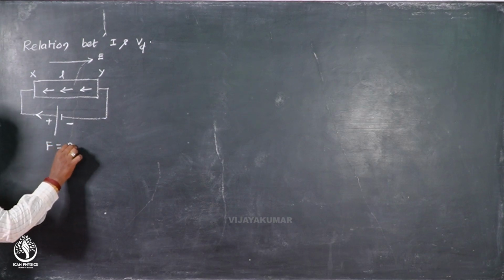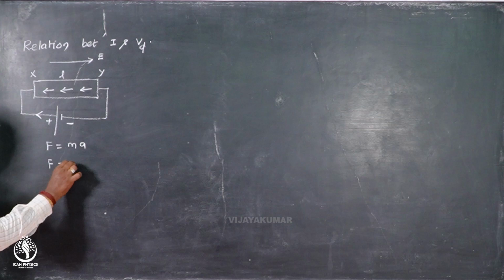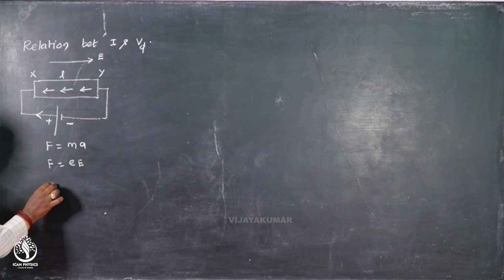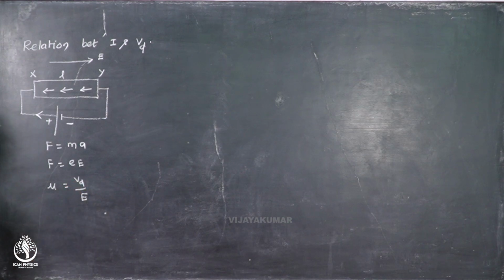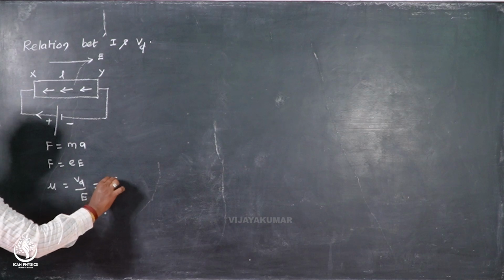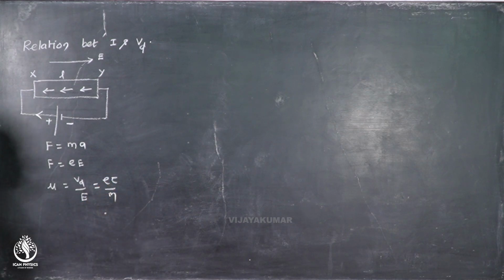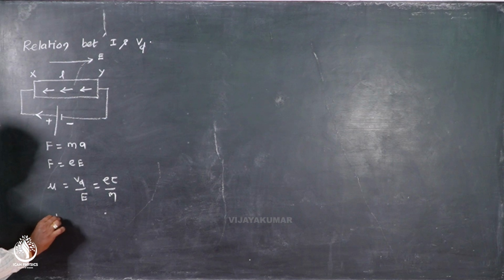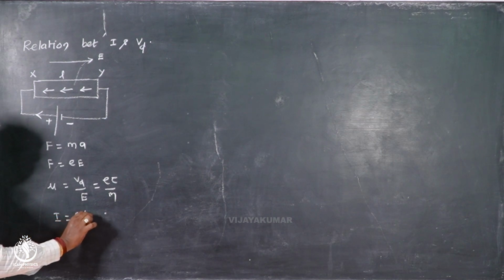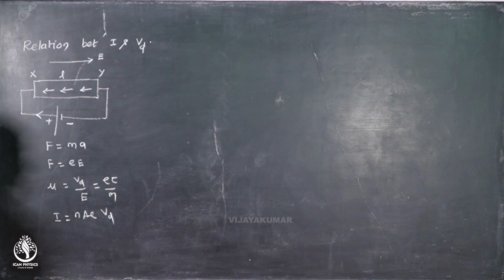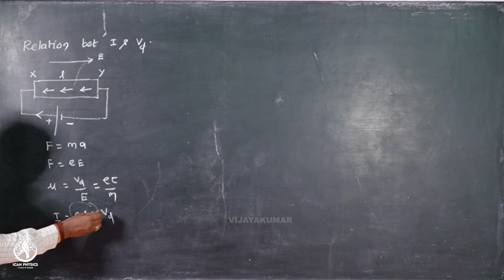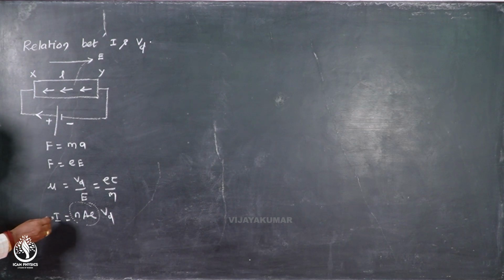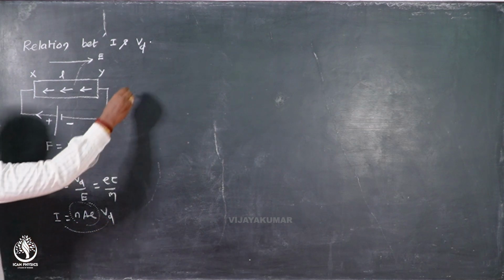Now we have studied F equal to MA, F equal to eE. Mobility mu equal to drift velocity acquired per unit electric field, that is equal to e tau by M. Like that, when we derive, finally we get I equal to NAe into drift velocity. Just we can go for the mnemonic: NAe, NAe, Vd. This is the relation between current and drift velocity.